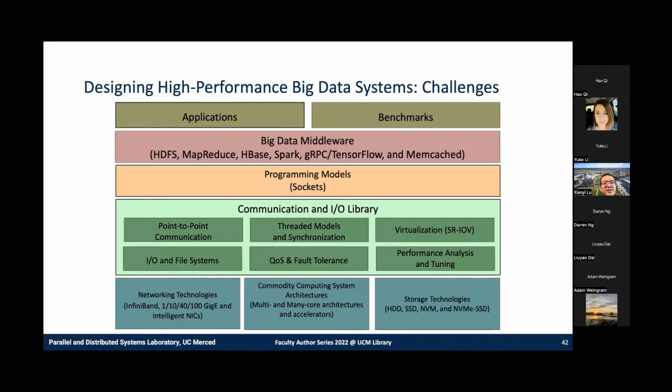Okay, so let's make a summary for the challenge part. You can see this is the software hierarchy, which you can think of from bottom up or top down. Your application runs on the top layer, and then you rely on some big middleware like Hadoop, Spark, TensorFlow, or some memory cached database middleware. And then you have to rely on some programming models, the most common ones being sockets or some other things, to move and manage your data. And then you have to develop some efficient communication and IO libraries to handle point-to-point communication, collective communication, and synchronization among processes, tasks, and threads, and how to handle IO file systems, fault tolerance, QoS, and performance analysis and tuning. Most importantly, we hope that your solution can take advantage of the latest technologies delivered by the hardware vendors, as I mentioned earlier, right?